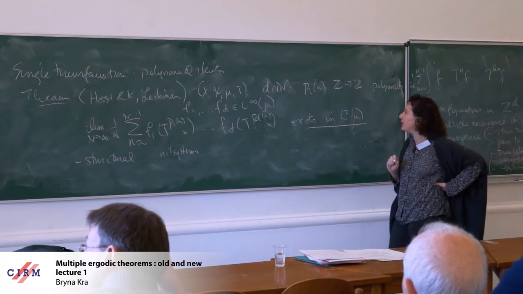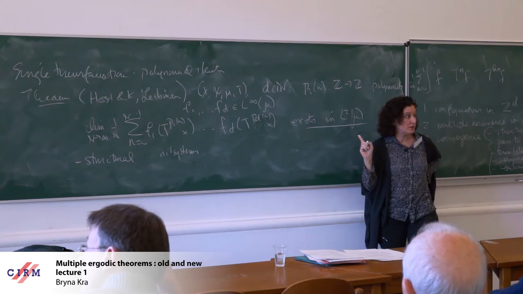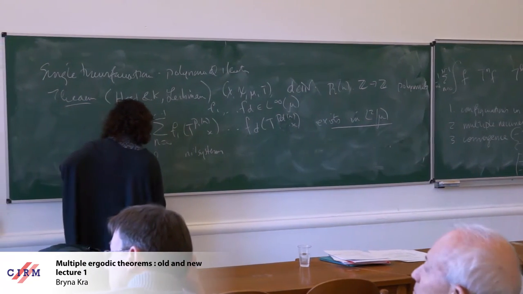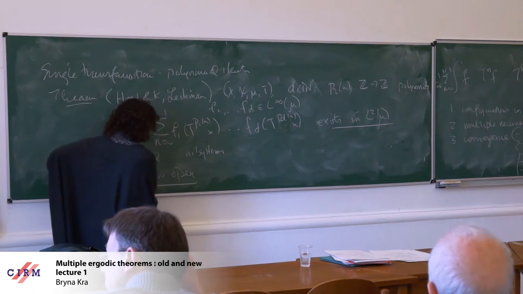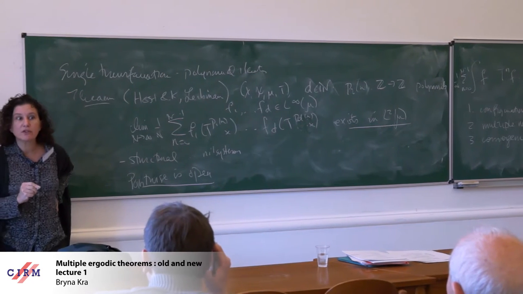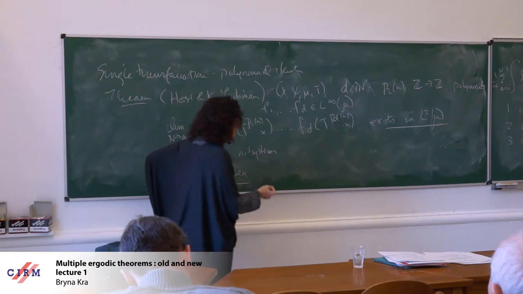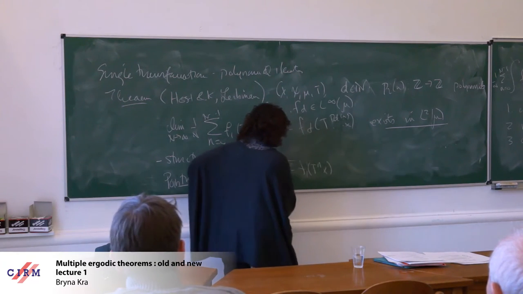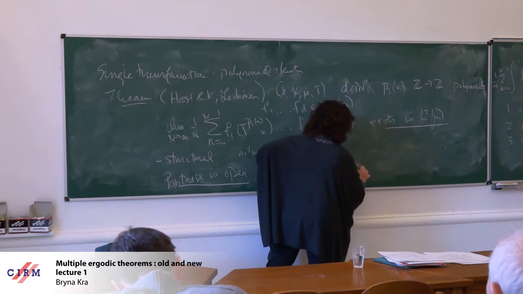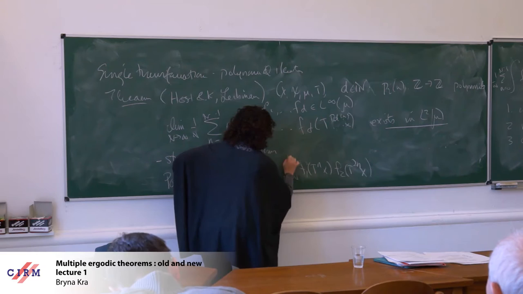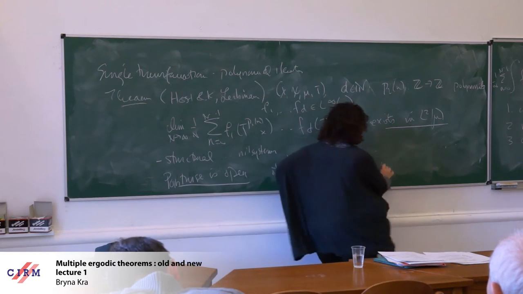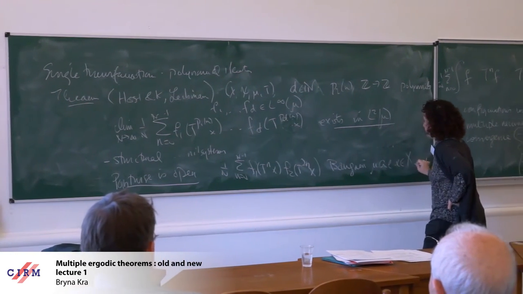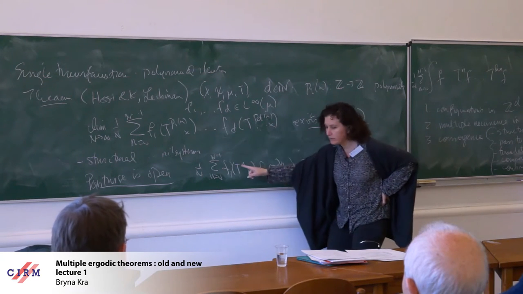Now, let me also emphasize another thing: this is an L2 result. It's mean convergence. The question of pointwise convergence, the analog of Birkhoff, is open. There are some very particular cases of pointwise convergence where we do know the answer: Bourgain's theorem. Bourgain's theorem says that if I look at the average of f1 of T to the n x times f2 of T to the 2n x, this converges, and the limit exists for almost every x. That's the pointwise result with the iterates n and 2n.